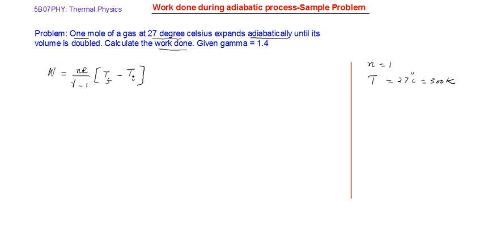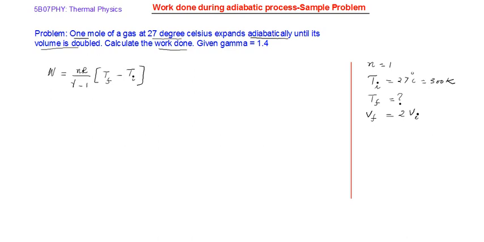It expands until its volume is doubled. So volume is doubled means I can say VF, final volume, will be 2 times initial volume. This is the data given there. So once again we have to look here. Its temperature initially was 27 degrees Celsius. What is the final temperature, that we do not know. What is given here is the initial temperature Ti or T1. We are not given the final temperature as a result of the adiabatic process.